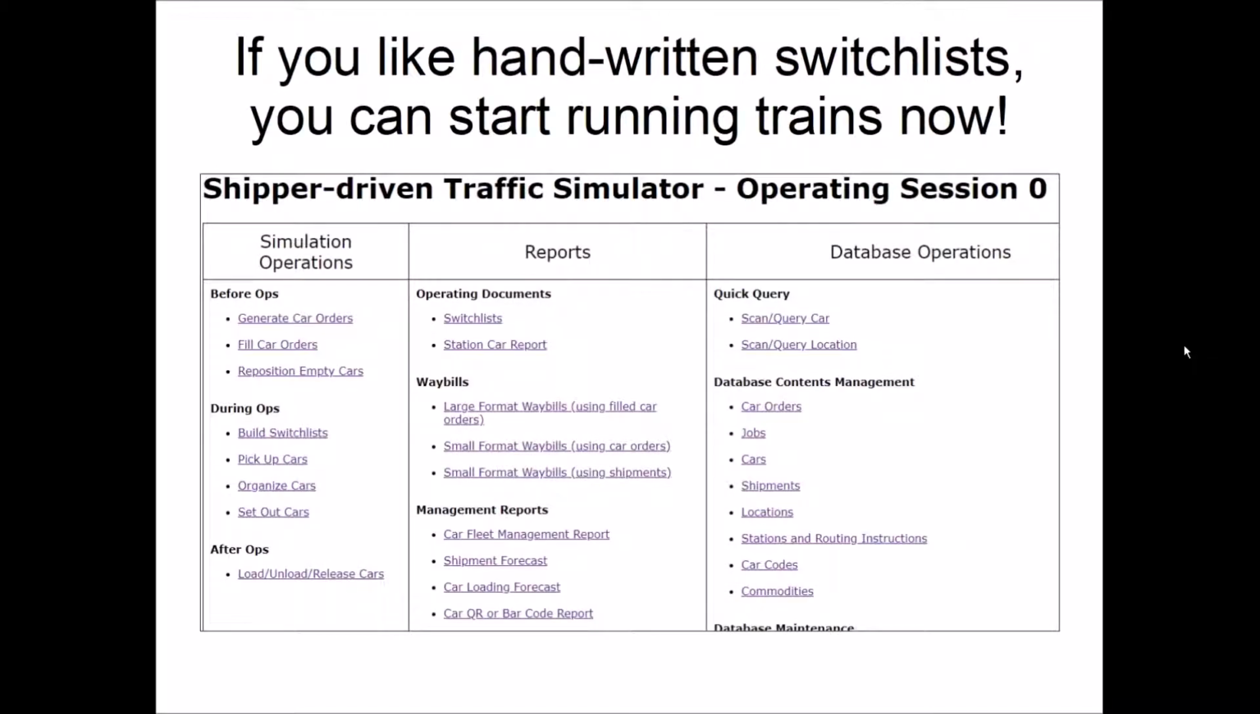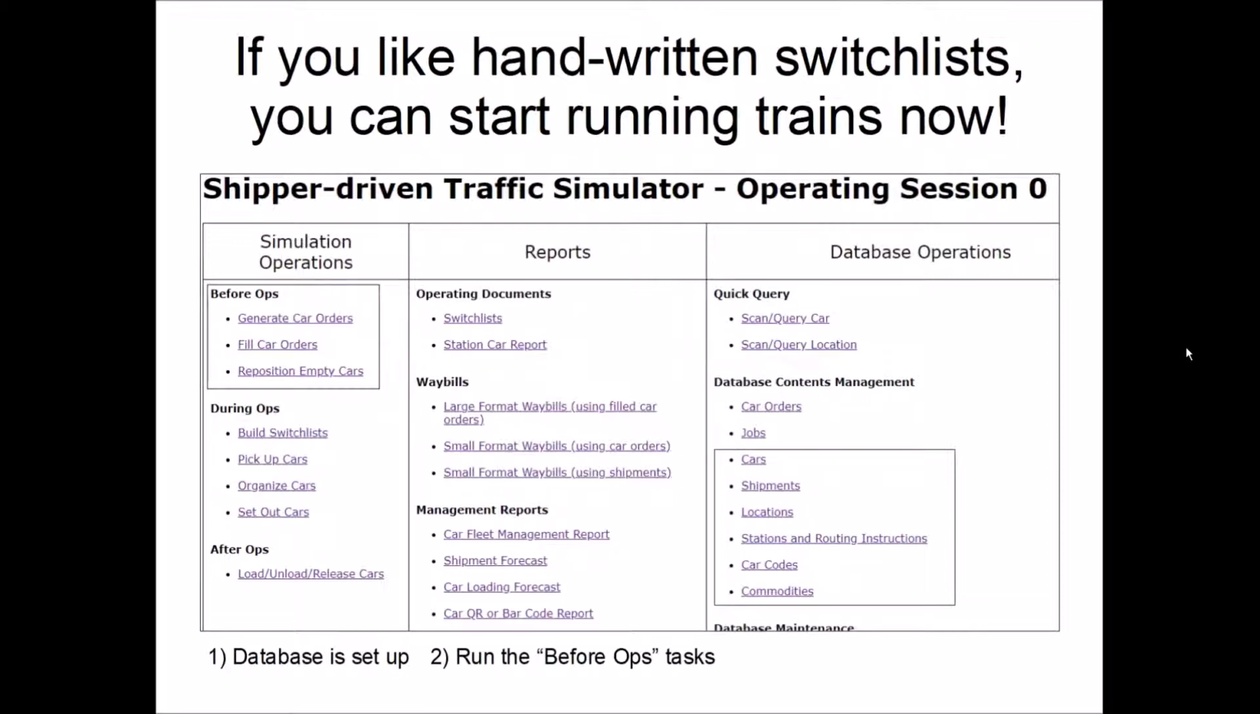So basically what you've done now is you've entered all the information that STS needs for you to start running, unless you want to use the computer-generated switch list. That'll be covered in one of the next videos. We have to set up the jobs and trains and stuff first. But right now, you've set up the necessary information, and you can run the before operations tasks, and then you can print waybills and handwrite your switch lists, and then you're ready to go.